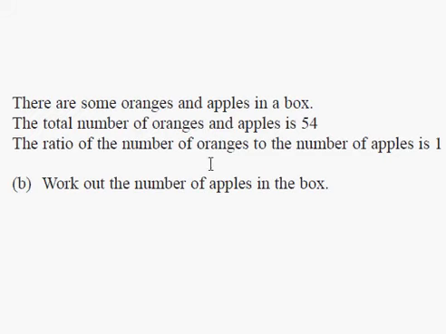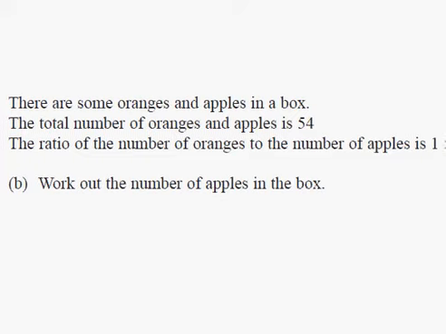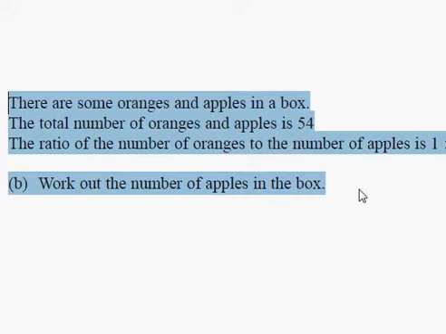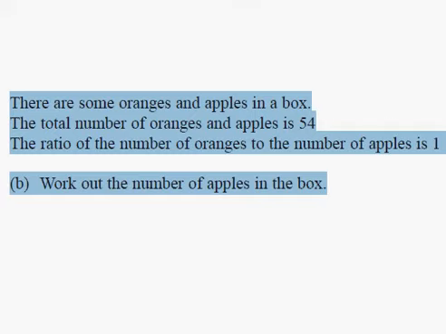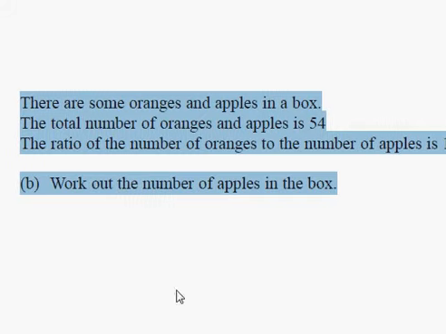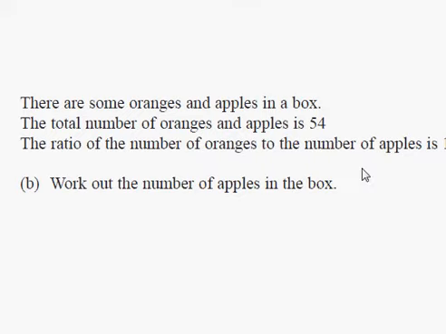Part B, there are some oranges and apples in a box. The total number of oranges and apples is 54. The ratio of the number of oranges to the number of apples is 1 to 5. Part B, work out the number of apples in the box.